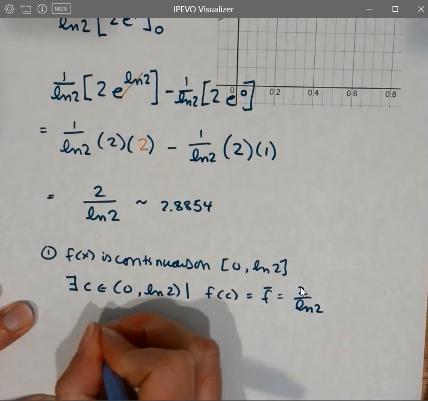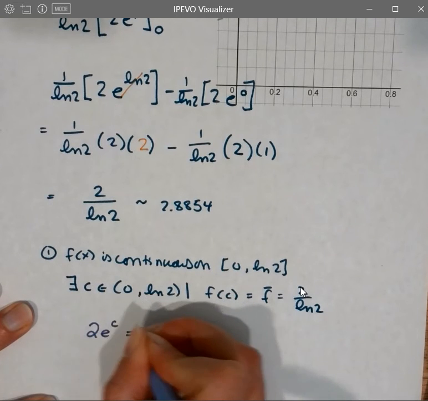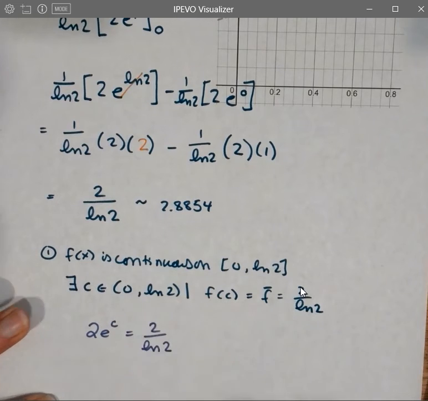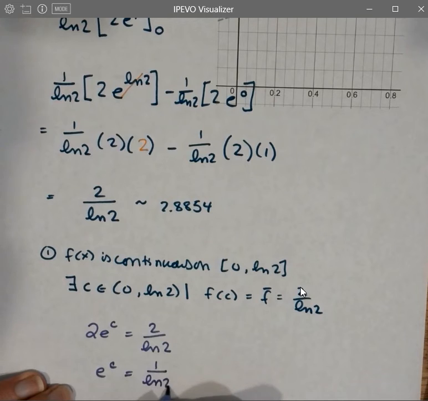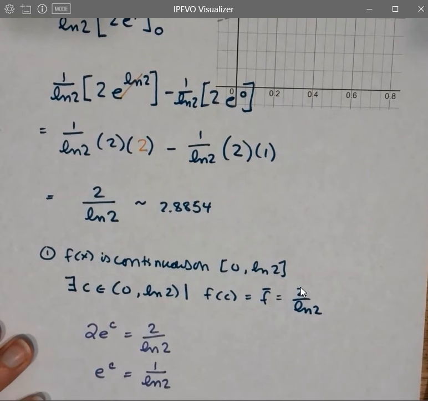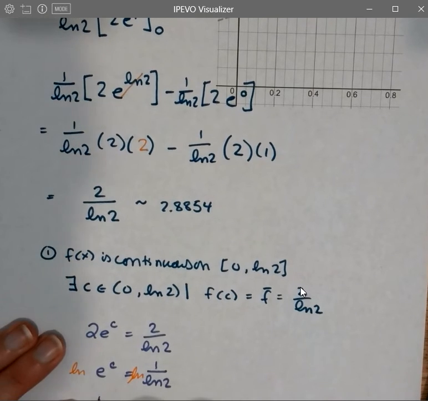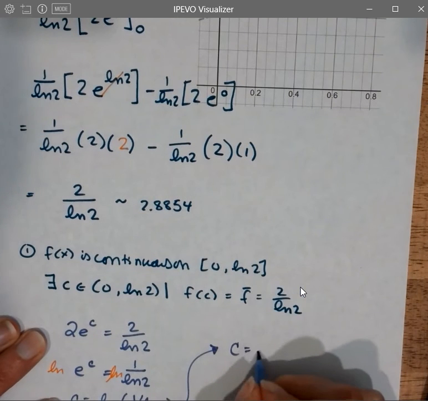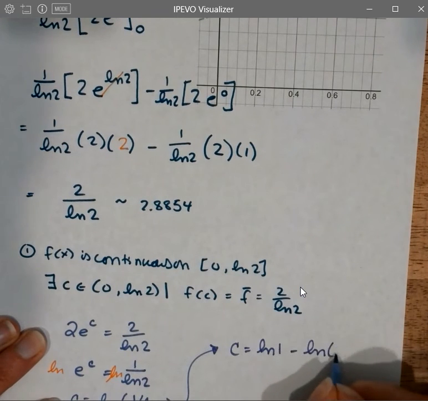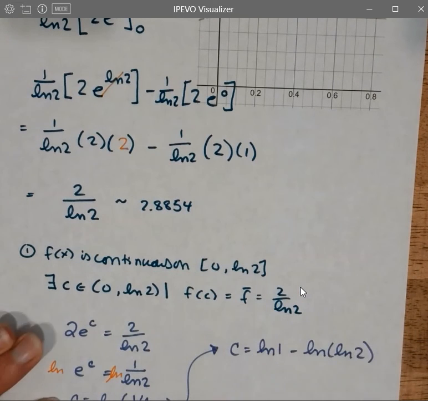So f of c, 2e to the x becomes 2e to the c, equals 2 over the natural log of 2. If I divide 2 from both sides, that's e to the c equals 1 over natural log of 2. If I take the natural log of both sides to solve for c, we have c equals the natural log of 1 over the natural log of 2. I'm just going to get this simplified and cleaned up. Using the quotient property of logarithms, this is the natural log of 1 minus the natural log of the natural log of 2, and the natural log of 1 is 0.